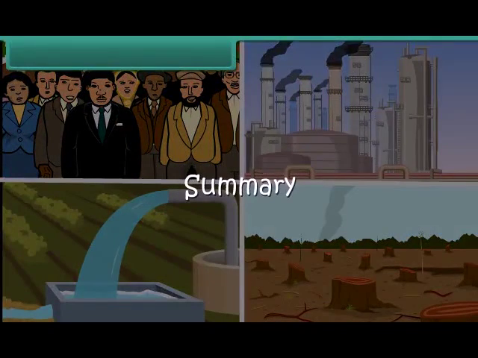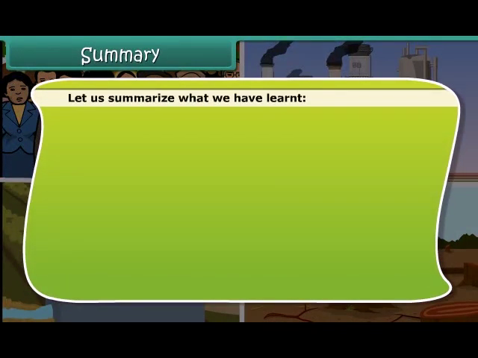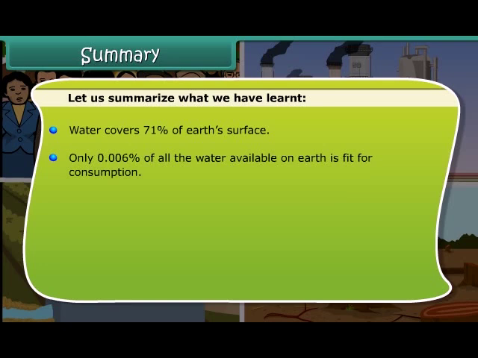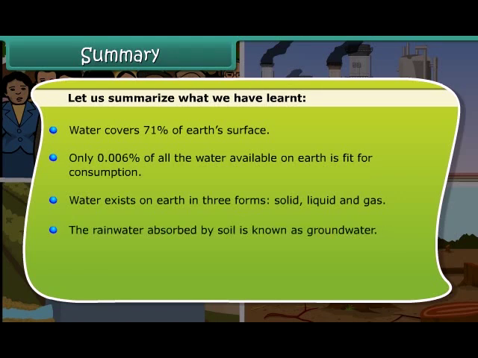Summary. Let us summarize what we have learned. Water covers 71% of Earth's surface. Only 0.006% of all the water available on Earth is fit for consumption. Water exists on Earth in three forms: solid, liquid, and gas. The rainwater absorbed by soil is known as groundwater.